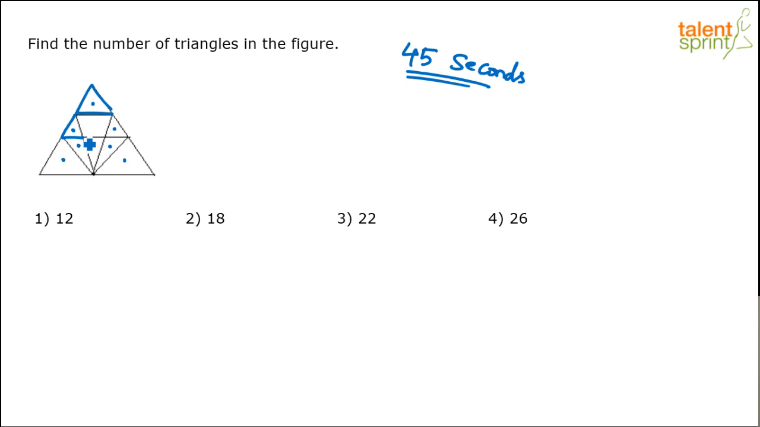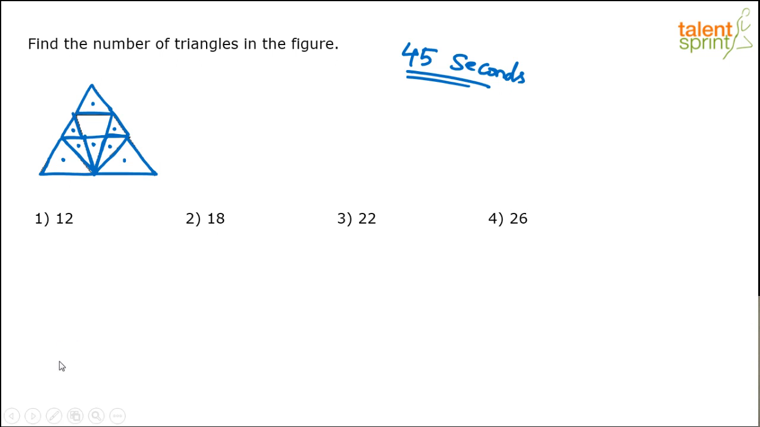1, 2, 3, 4, 5, 6, 7, and 8. So 8 triangles for sure. Smallest triangle meaning we have not used the combination of triangles so far. We have only counted independent triangles, right? So 8 triangles, right? 8 has already been done.